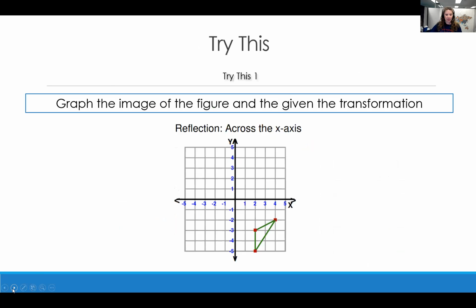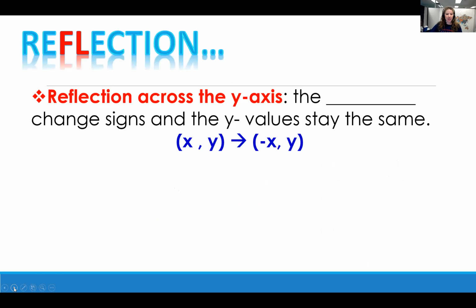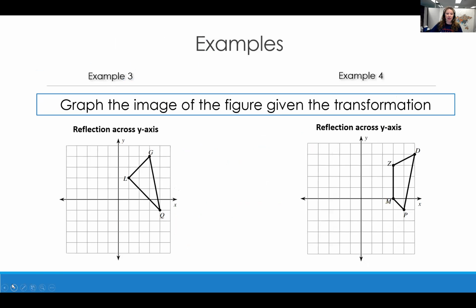All right, so you guys have this paper. You can try this one. You're going to flip it over the x-axis, count toward that line of reflection, and go the opposite direction. So now what happens when we reflect over the y-axis? Well, the x value changes signs, and this time the y value stays the same. So just keep in mind what you're reflecting over.